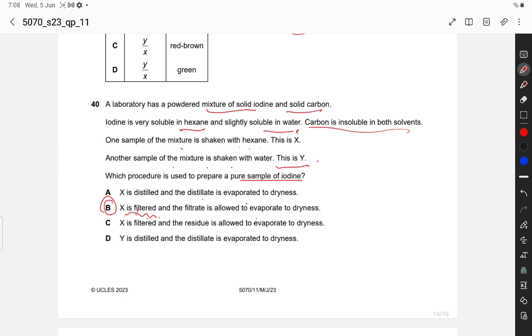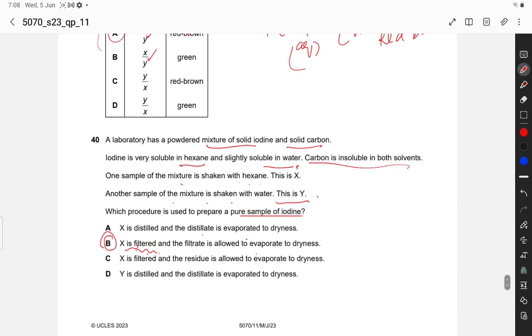So this is all about the question paper 1-1 of May-June 23. Hopefully you understood the MCQs.